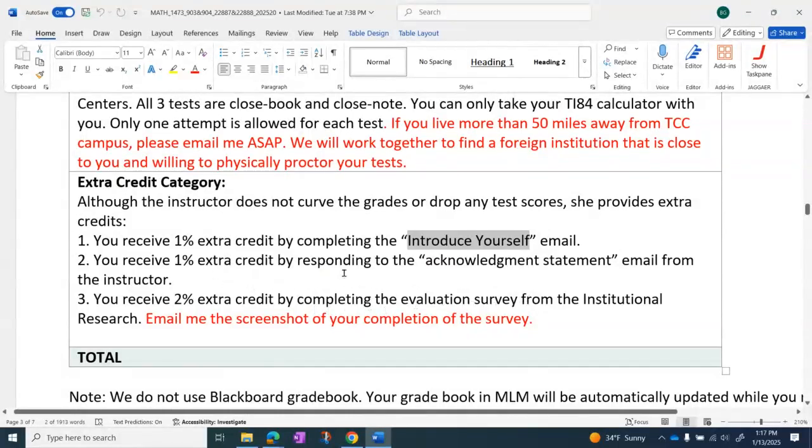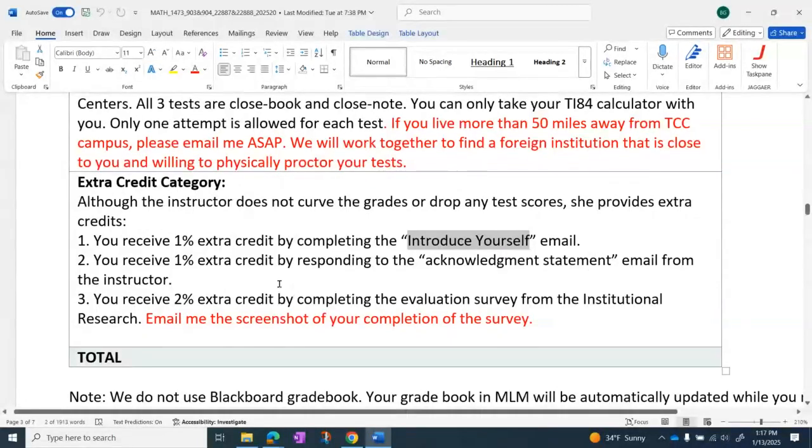1% extra credit is from completing acknowledgement statement. It's called an orientation acknowledgement. You should have it this morning. Okay, look at your Outlook TCC email. Do not reply all. You need to reply to me only with I agree. We'll talk about that in a moment when we look at the announcement, the second announcement again.